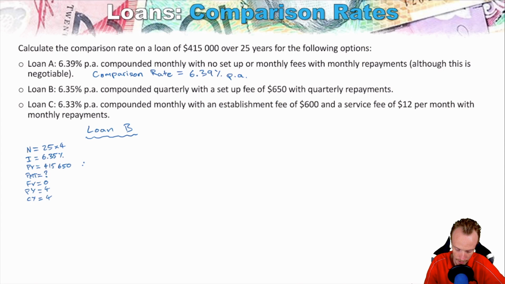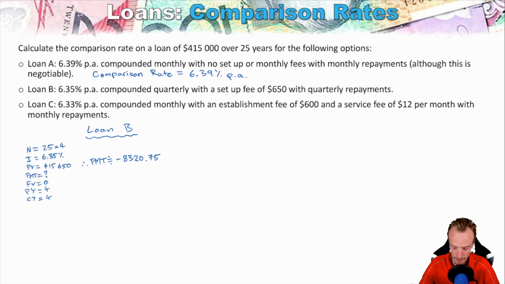So now we need to get the PMT, which is going to be, let's just whack this in. So 25 by 4, 6.35, 415,650, 0, and 4s. So we get a payment that is negative $8,320.75 approximately. So now we look at the next step.